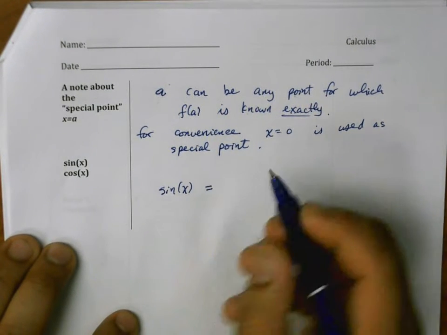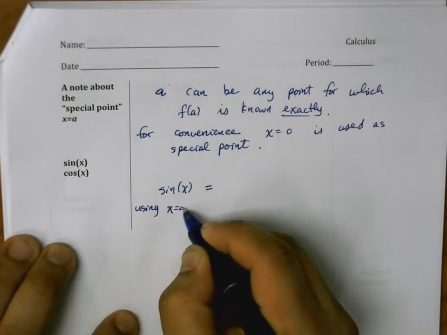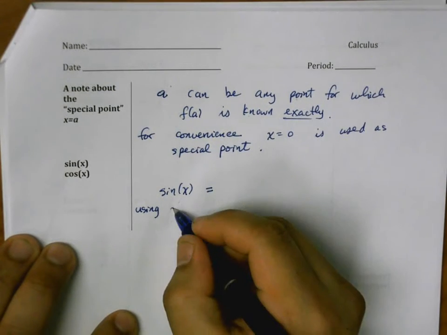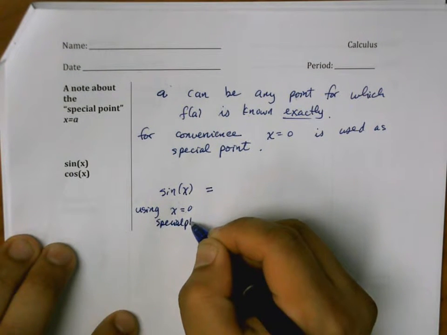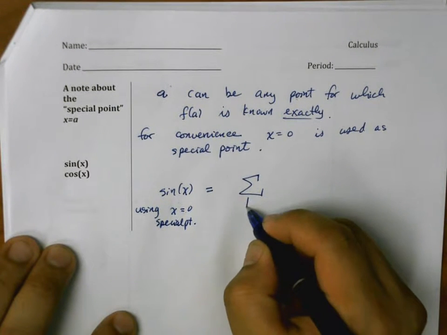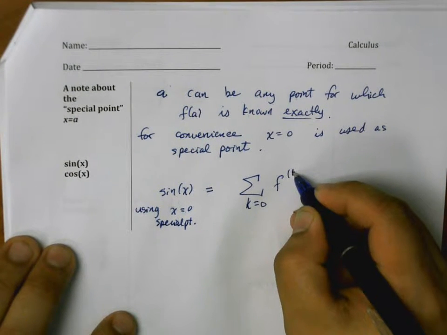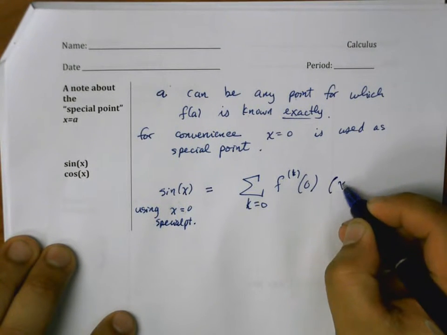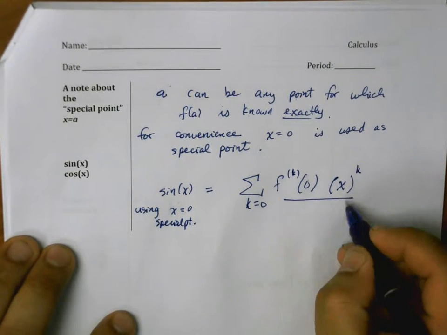Okay? And using x equals 0, I'm sorry, x equals 0 as our special point. Okay, as our special point. So the Taylor series says that this is the summation from k equals 0 of f to the k of 0 times x minus 0, which is just x raised to the kth power, all of this divided by k factorial.